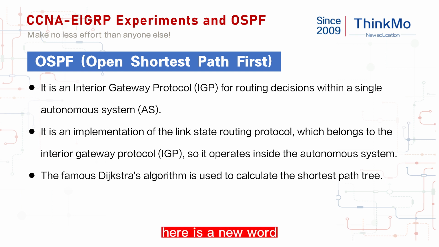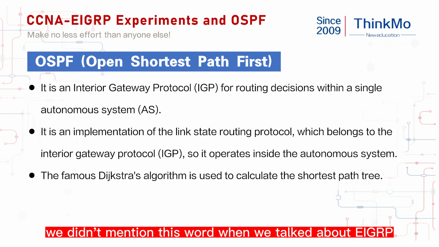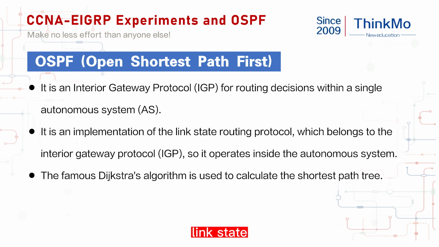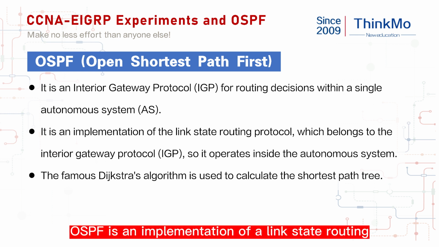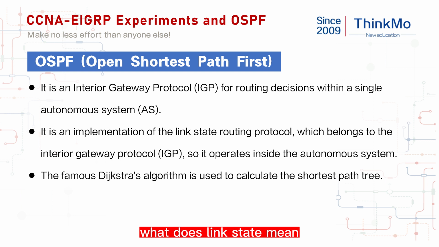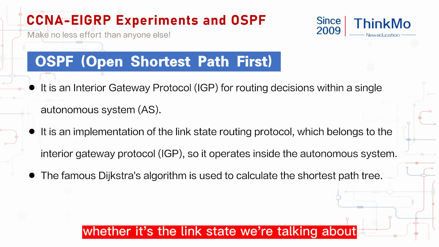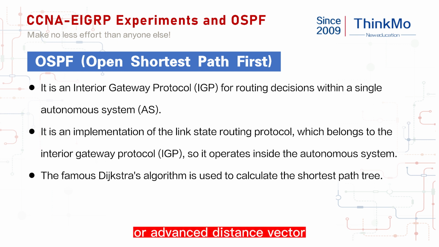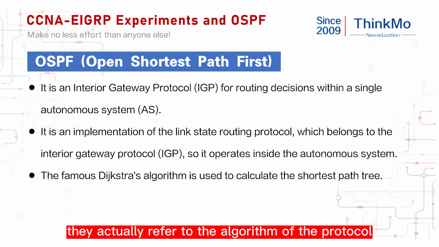Here is a new term that we didn't mention when we talked about EIGRP: link state. OSPF is an implementation of a link state routing protocol. What does link state mean? Whether it's link state or advanced distance vector, they refer to the algorithm of the protocol. We mentioned RIP to you when we talked about EIGRP before, so now I will make a supplement for you.